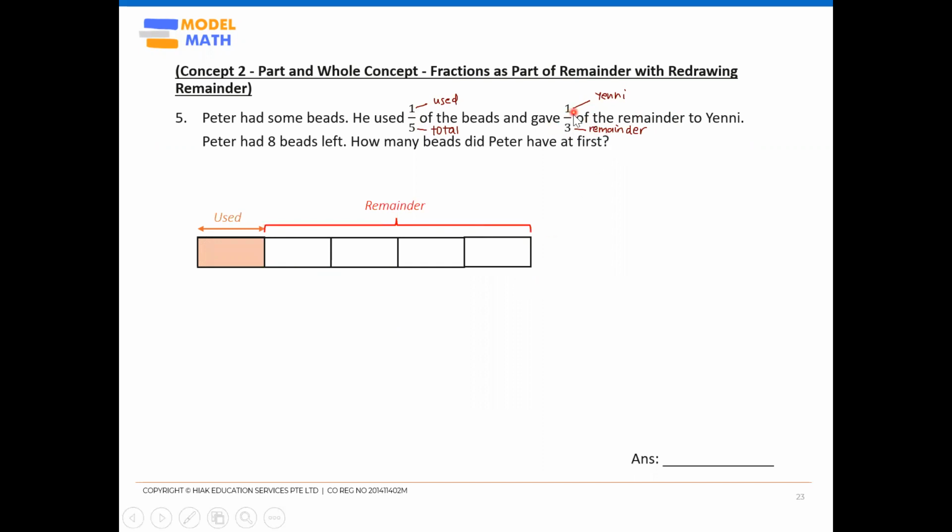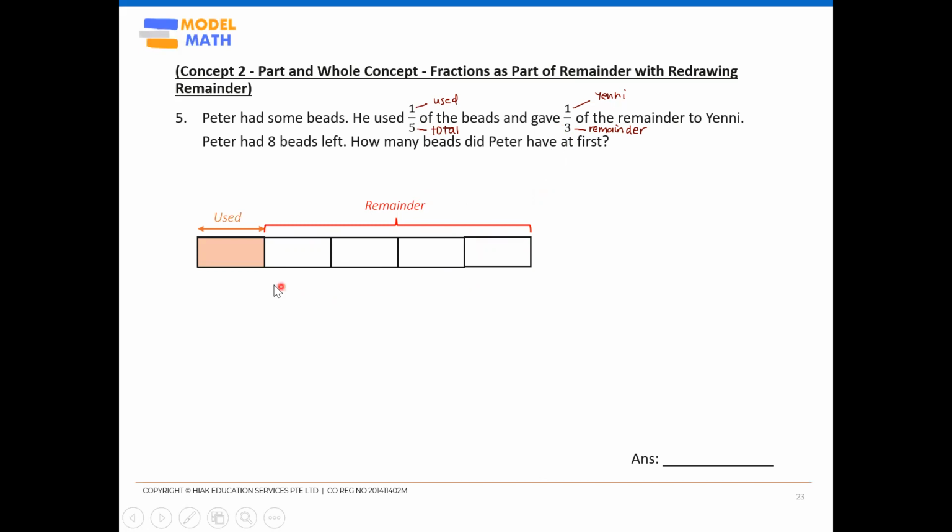Now, back to the second fraction. He gave 1/3 of the remainder to Yenni. Just now we discussed that the 3 units here should represent the whole remainder. However, if I look at my remainder here, I do not see 3 units. 1, 2, 3, 4. In fact, I see 4 units. So how am I going to make sure that this 4 and this 3 both represent the same remainder? Not to worry.